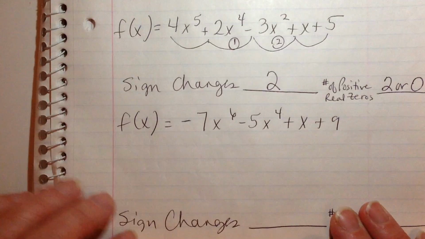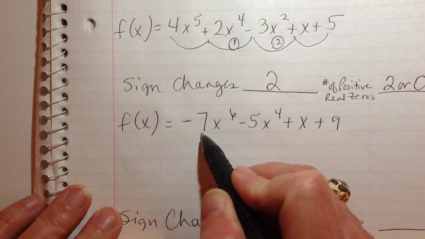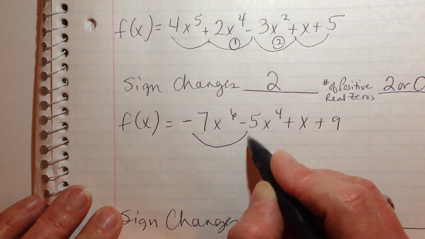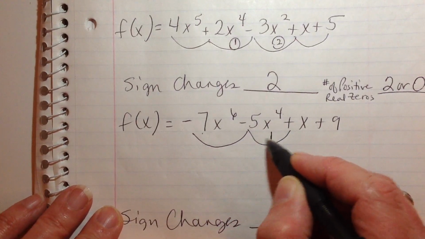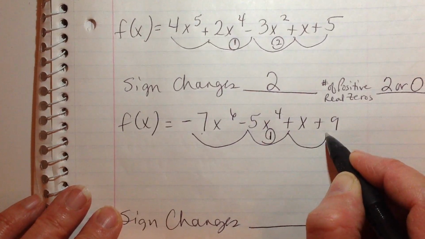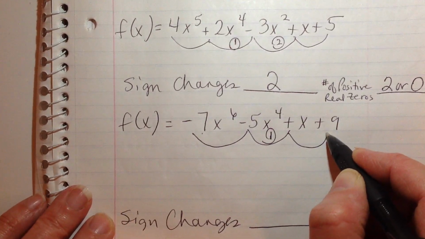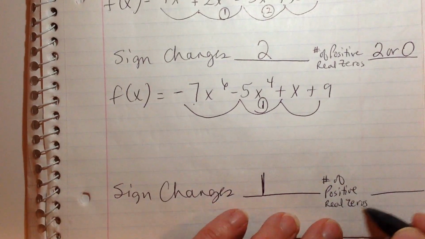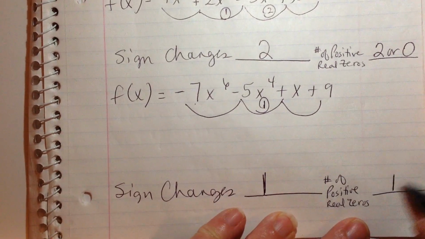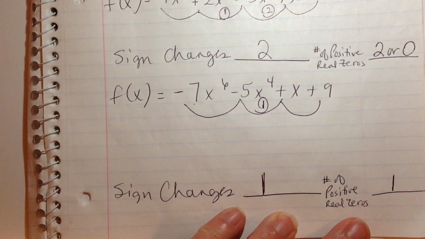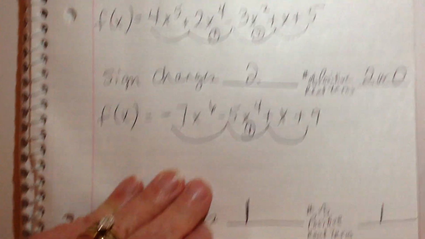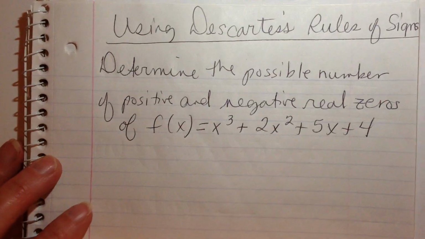All right, and look at the last one. How many sign changes do we have? From negative to negative, no sign change. Negative to positive, 1 sign change. Positive to positive, no sign change. So the number of sign changes is 1, so the number of positive real zeros would be 1. We don't subtract 2 if we get a number less than 0. So let's look at the last example here that I want us to look at.